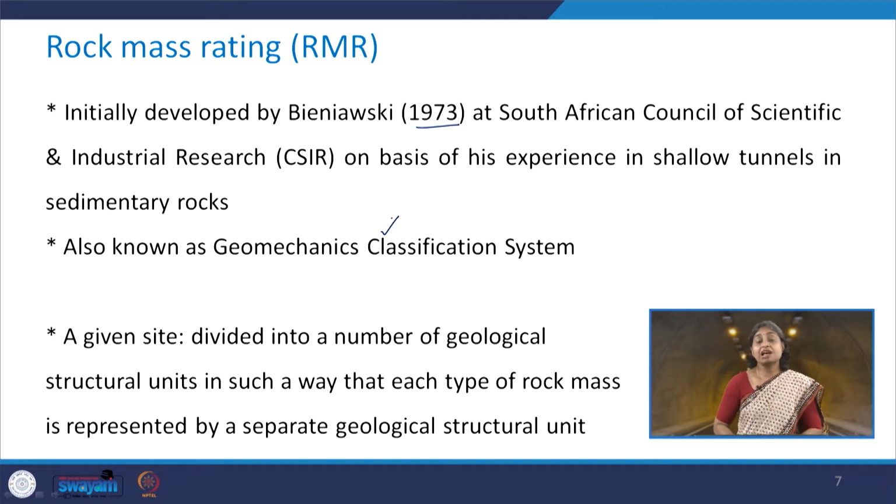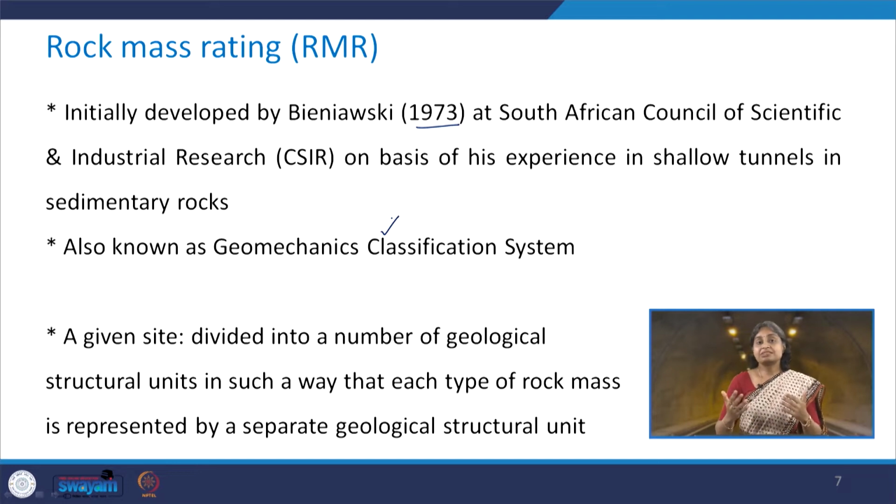Now, the question is how to identify these different units. So, let us say you are traversing through that given site and suddenly you see there is a change in the color of the rock. That change may be because of a different mineral composition. So, what we do is we define a geological structural unit there; we demarcate it, saying okay, here is the next unit.